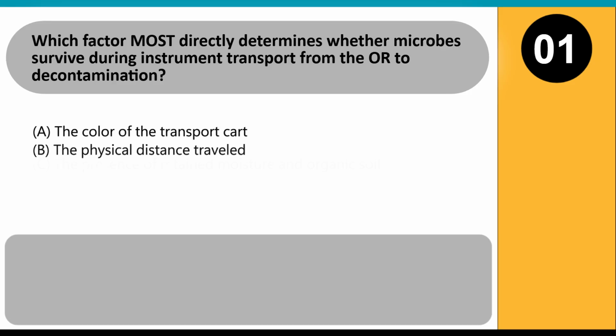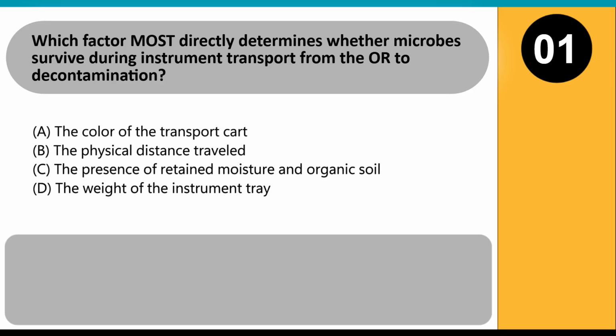Which factor most directly determines whether microbes survive during instrument transport from the OR to decontamination? A. The color of the transport cart. B. The physical distance traveled. C. The presence of retained moisture and organic soil. D. The weight of the instrument tray.